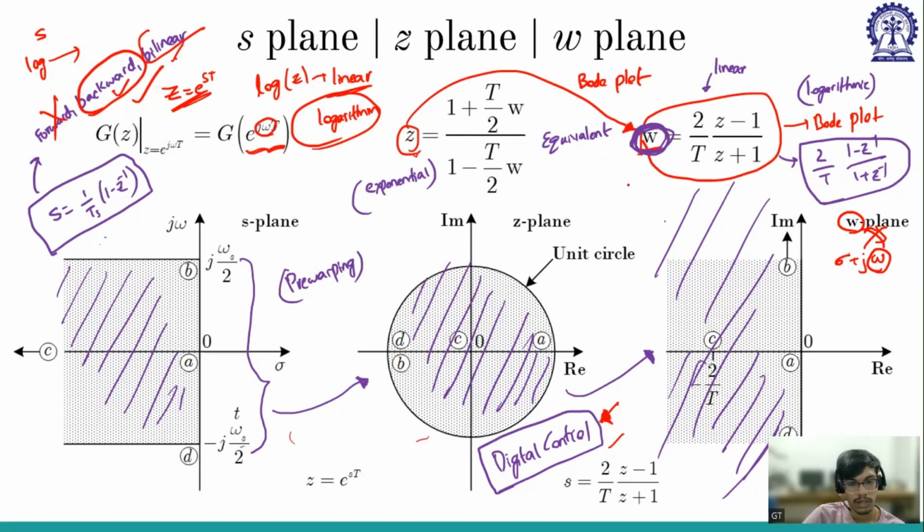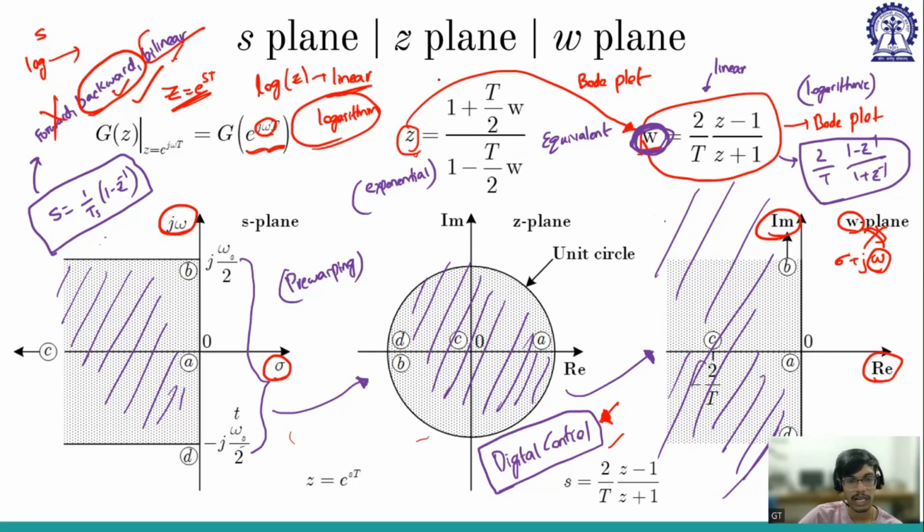Sir, this W plane is the complex plane of digital domain, right? Yes. So W again has a real part as well as an imaginary part, similar to sigma and j omega, but it is a different representation. W plane. So W is the complex plane of digital domain, and S is the complex plane of continuous time. Yes, yes, you can say that.